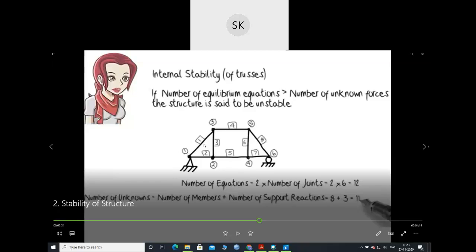Here the joints are 1, 2, 3, 4, 5, 6. So there are 6 joints. So your equations will be 2 into 6, 12. So there will be 12 equations. Now, the number of unknowns. How can you find the number of unknowns? Number of members plus number of support reactions.